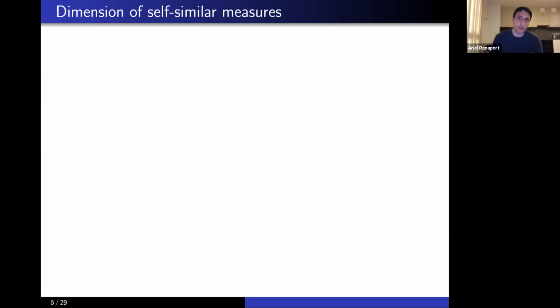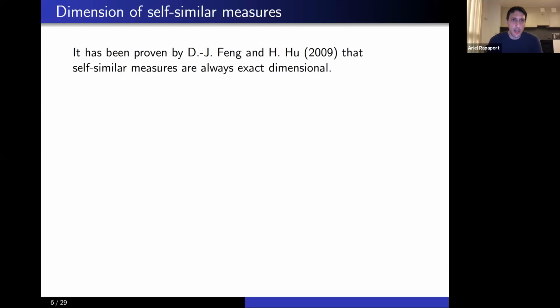Okay, so now I'll move on to talking specifically about the dimension of self-similar measures. So first of all, it has been proven by Feng and Hu in 2009 that self-similar... Ariel, sorry, can you go back to the previous slide? Yes, of course.